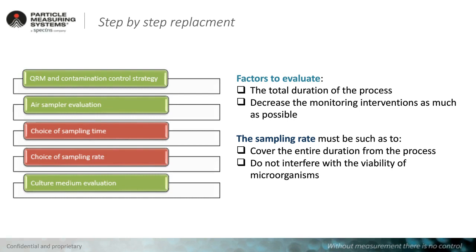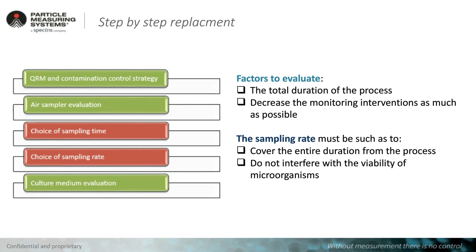And then the sampling rate: when you consider the sampling rate, the continuity of the whole process needs to be covered. This means you should no longer think about taking snapshots of your process by sampling microbiological samples. No, you should know what has happened throughout the whole process and not only single events. And it is absolutely clear that these measurements should not interfere with the viability of the microorganisms and should not pose any risk to the process at all. That's clear.